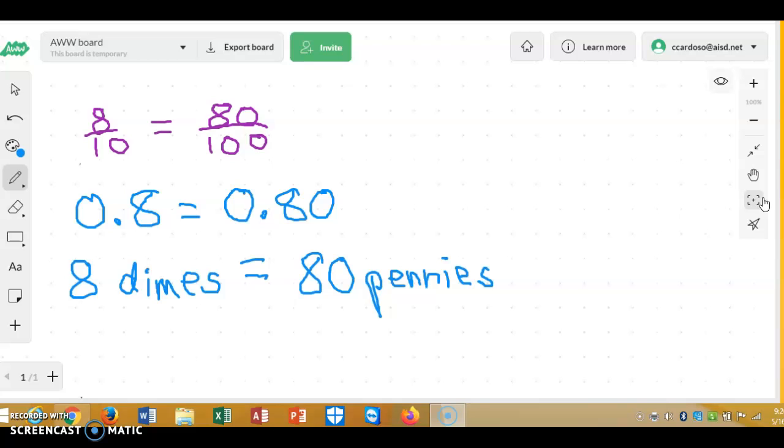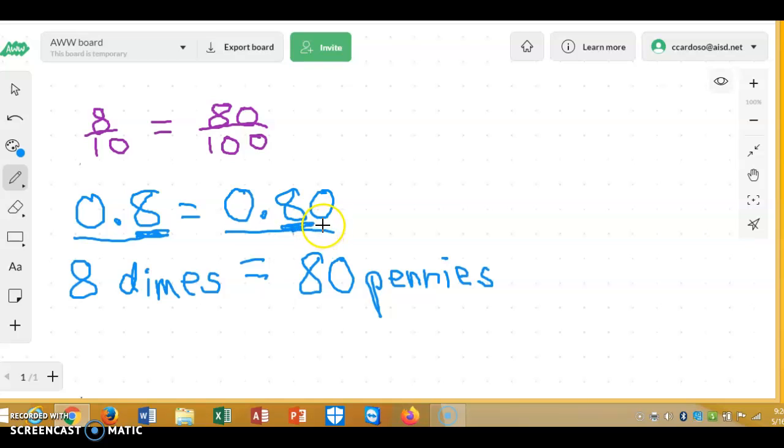And if you look here, I'm underlining. When you look at the decimals, you can see that the place value is the same. There's nothing in the ones place. The 8 is in the tenths place, right here. It's in the tenths place here, and it's in the tenths place here.